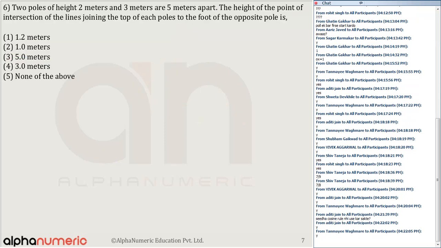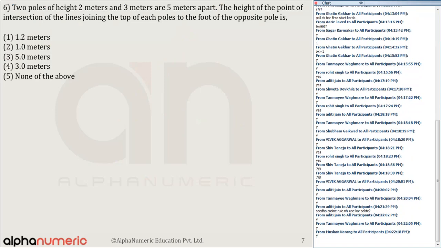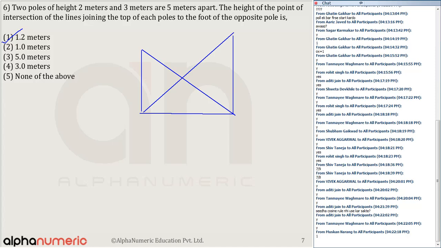6th. ये तो easy है, ये सबका सही आना चाहिए. 44% of you are saying the answer is 1.2. That's right. The correct answer is this one. Two poles of height 2 meters and 3 meters are 5 meters apart. Okay. So ये हो गया मेरे पास, ये हो गया और एक ये हो गया.